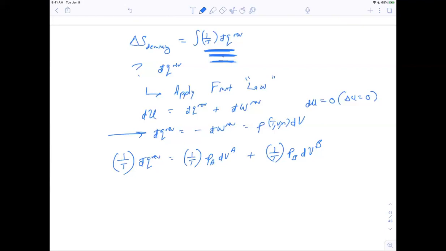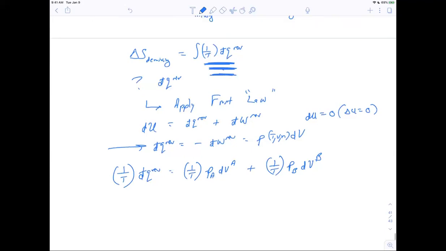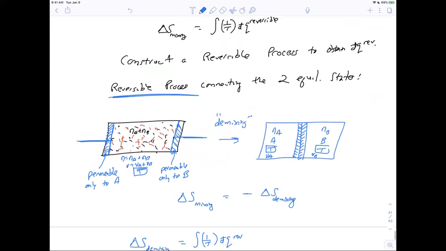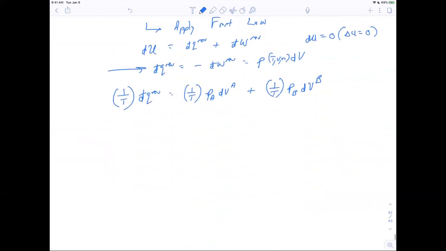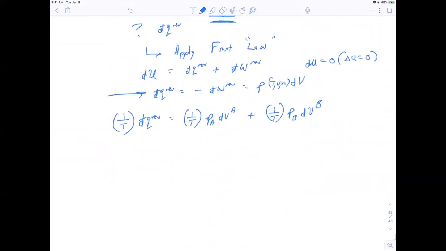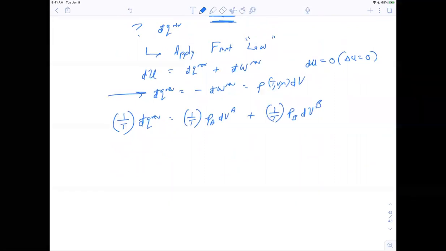So that 1 over T times dq reversible, I'm going to split up into two parts: one associated with the change in the volume of A, and then the change in the volume of B. You see here that A and B change their volumes because on the left-hand side, both gases have V as their volume, and on the right-hand side, gas A has volume VA and gas B has volume VB. Right, so we can now proceed.